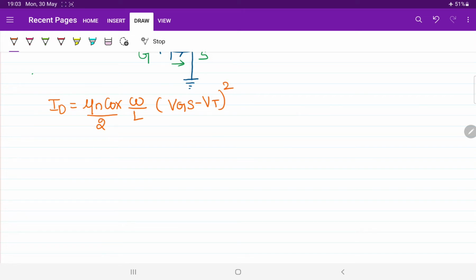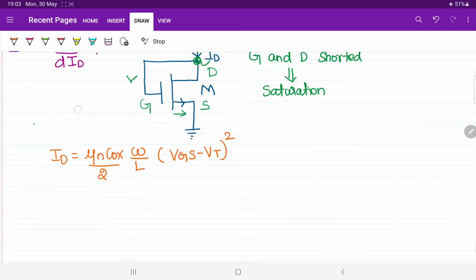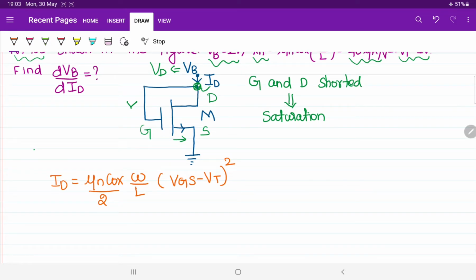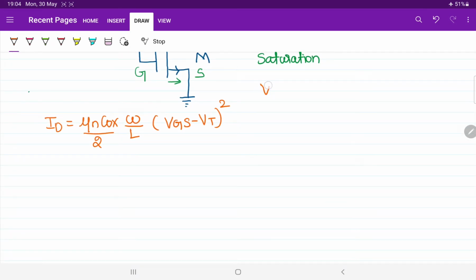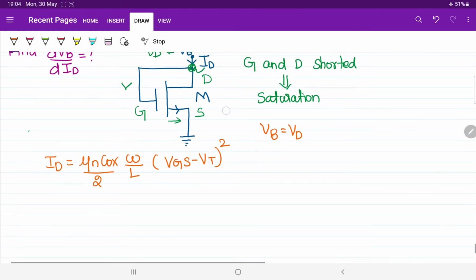Sir, I wrote the equation, but as I told you, we have to bring the relation between voltage and current, VB and ID. Here from the diagram it is clearly visible that the value of VB is nothing but VD. Yes sir. Now how can I bring this VD into this current expression? For that we have to think smartly.